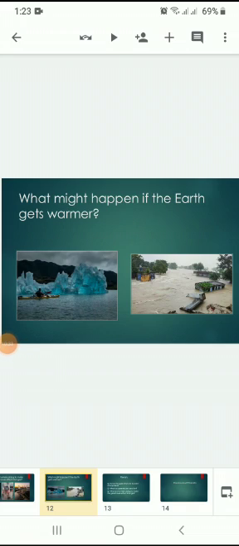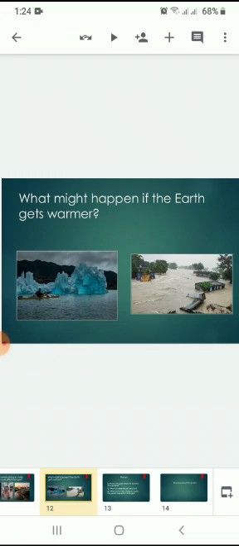What might happen if the earth gets warmer? Students, do you know that if humans keep on producing too much carbon dioxide, the earth's temperature will keep rising? This means that the climate all over the world will change. Scientists also think that if the earth warms up too much, the polar ice caps will melt.